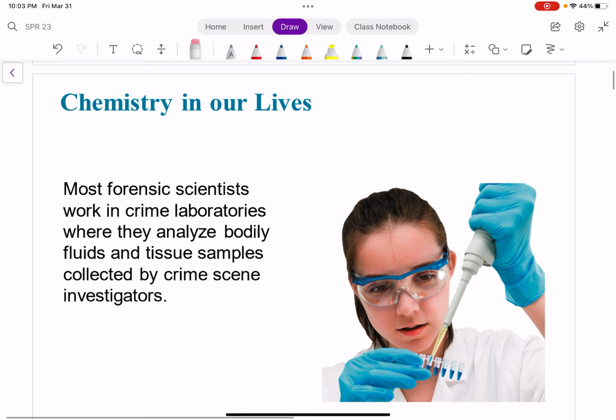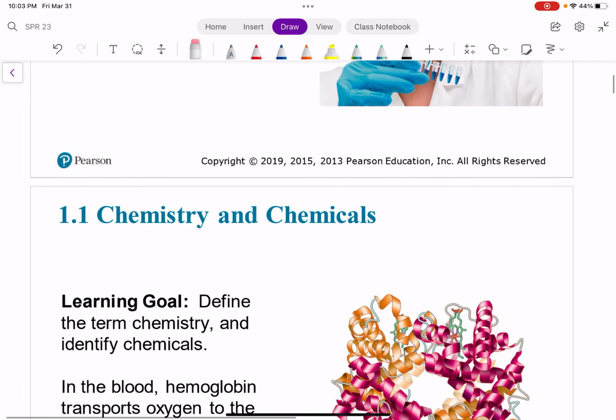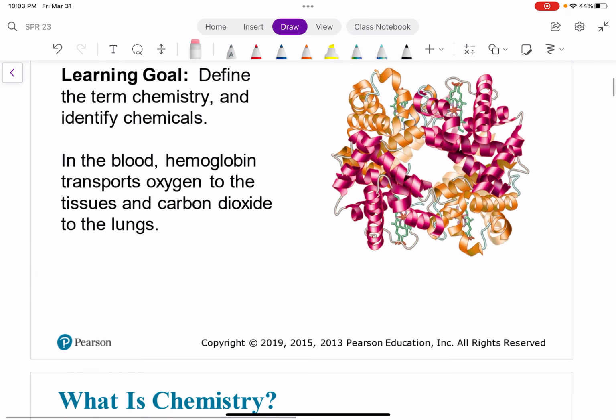So at the start of the chapter, we see some forensic scientists working in labs to analyze body fluids and tissue samples that have been collected at crime scenes. That's just one application of chemistry in our lives, but chemistry is all over the place, and I hope by the end of this video you'll be convinced of that. So the learning goal today is just to define chemistry and identify chemicals a little bit.